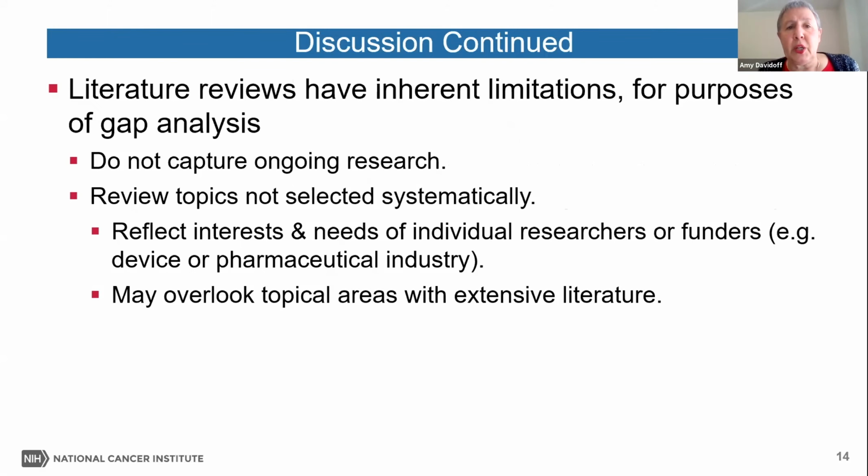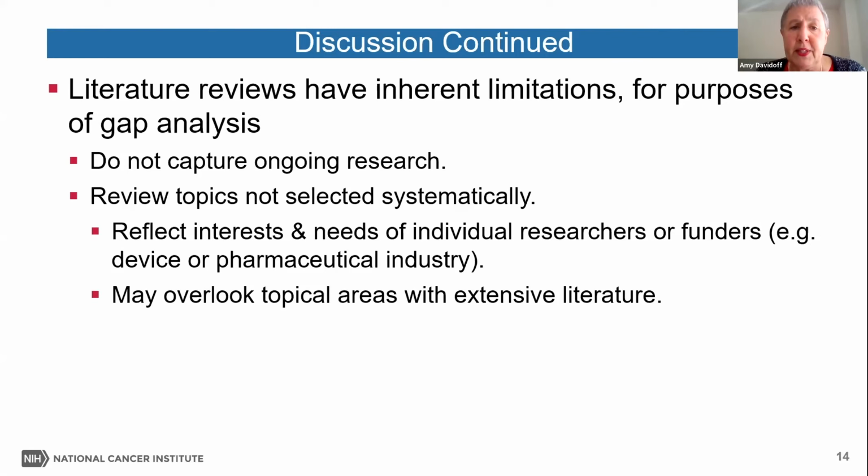Literature reviews in general have inherent limitations for purposes of this type of gap analysis. So not only do they not capture ongoing research, they're actually very backward looking in the sense that we identified reviews in the past 10 years, but they may have reviewed articles that were published 10 years before that. So they're really very backward looking, and I think the portfolio analysis can be much more useful.